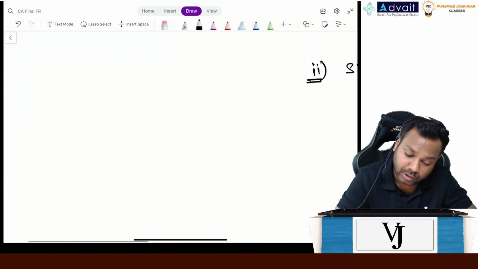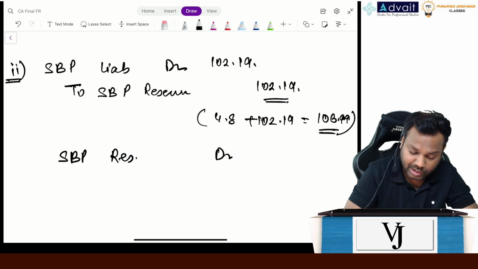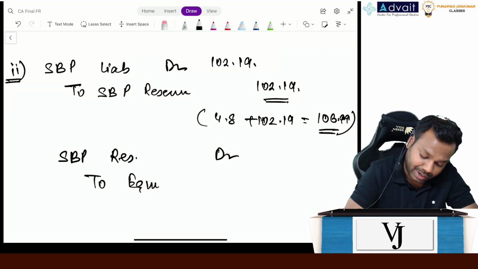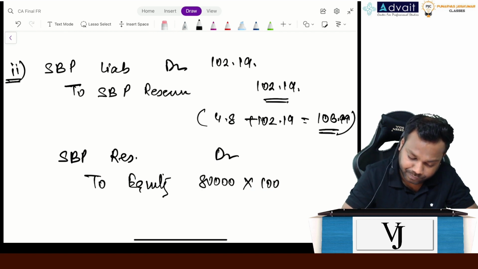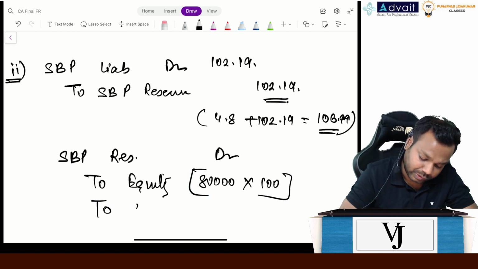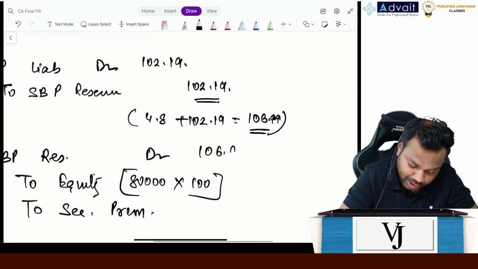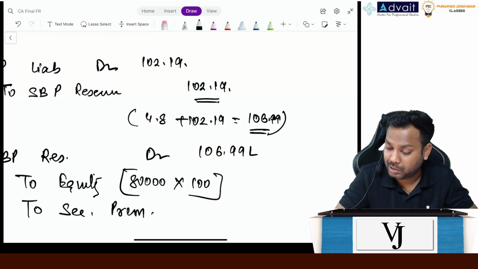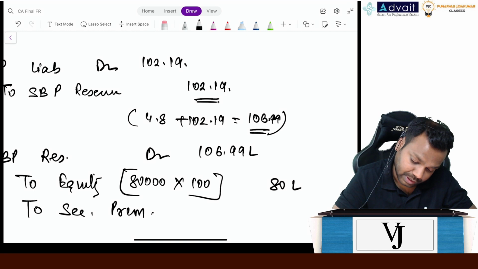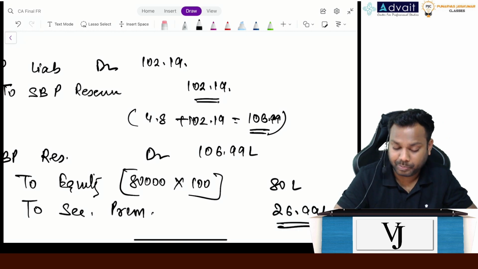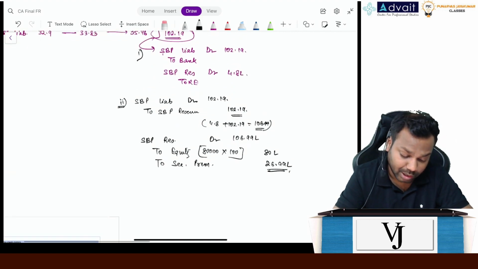No issues. What I will do here: SBP reserve account debit to equity. How many shares? 80,000, 80,000 into 100. Right, now to securities premium. So it was 106.99 lakhs. This is 80,000 multiplied by 100, which is 80 lakhs. So 26.99 lakhs is the answer. Is it clear, everyone? Now, write the third part in your notebook as an assignment.